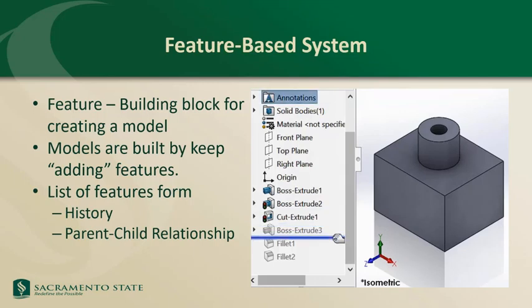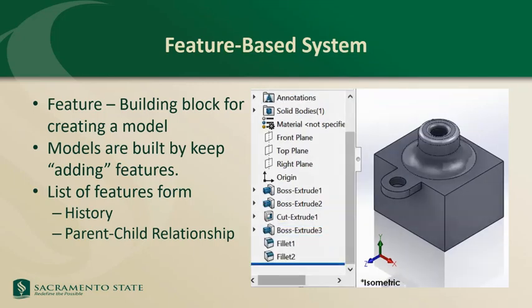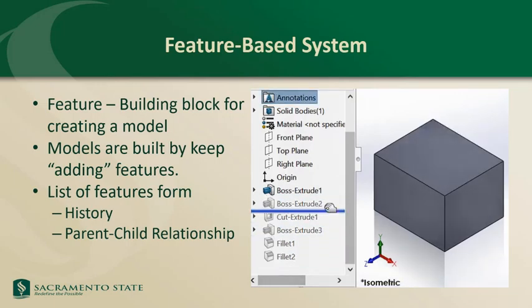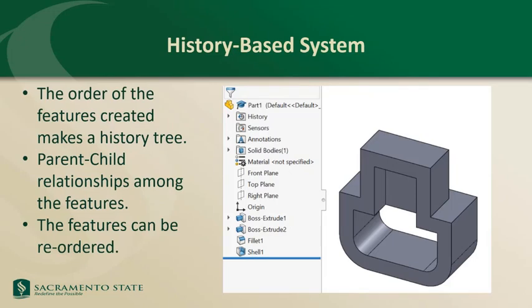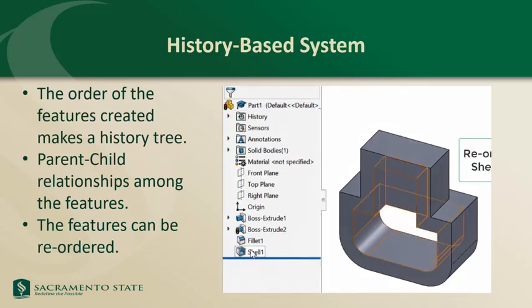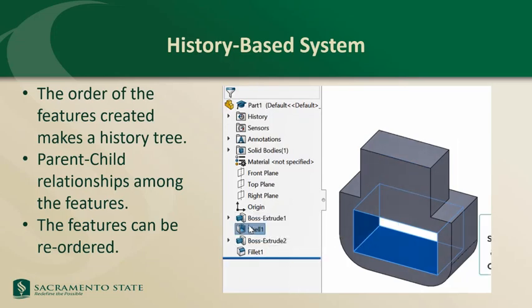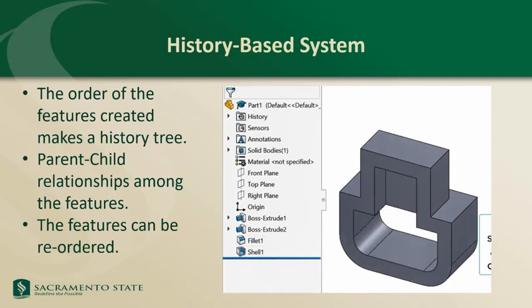For example, the cylindrical boss cannot be made before the base block is made. So the boss is a child of the base block. Using the parent-child relationships, the system knows which features need to be updated when a certain feature changes, so the model is updated automatically. The features in the feature list can be reordered by the user, but there's a restriction that certain features cannot be relocated before their parent features.